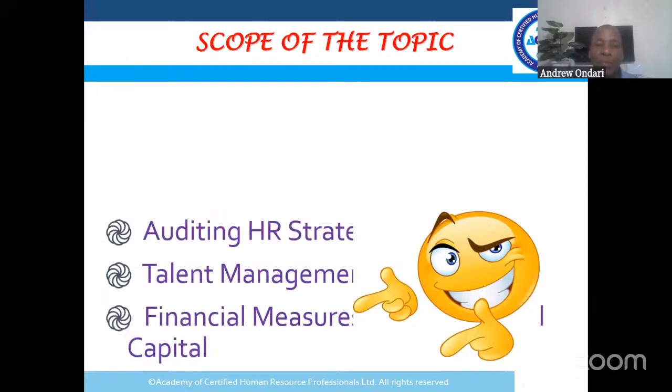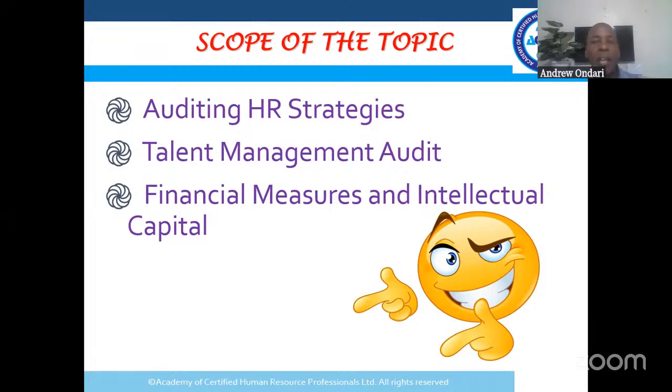This topic is divided into three, as you can see from your screen. One of the areas that we shall discuss this evening is auditing HR strategies. Secondly is talent management audit. And finally is the financial measures and intellectual capital. When we talk about auditing HR strategies, we are looking at the various metrics of measuring how effective the strategies of a HR function are.